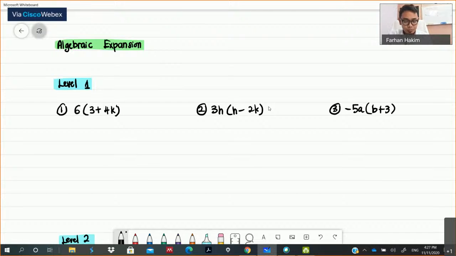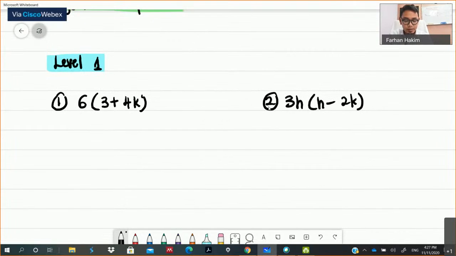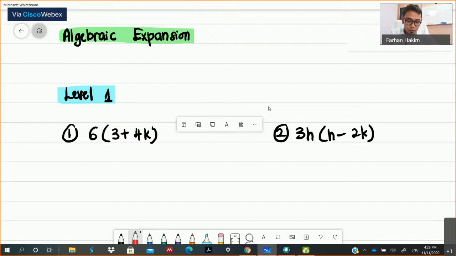All right. So suppose we have 6 outside and 3 plus 4k inside the bracket. How are we going to expand this? We have to expand this 6 inside. It is like when you go to someone's house, they sit outside and say Assalamualaikum, so they greet here, and then greet here. So they meet and greet everyone in the house.